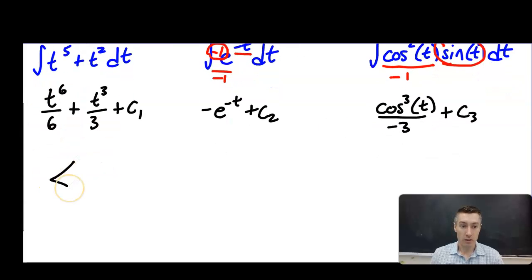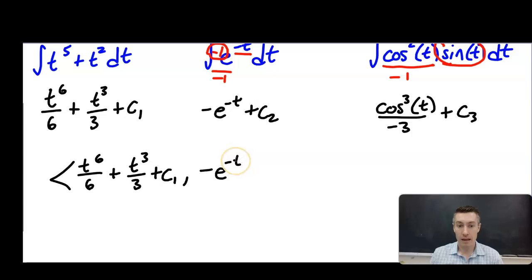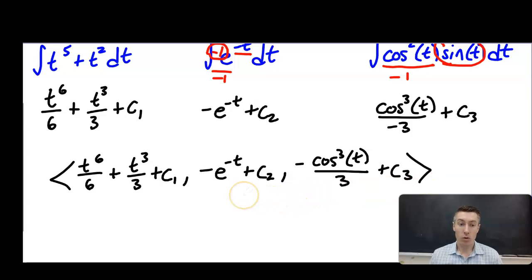So the antiderivative of that original vector function is t to the sixth over 6 plus t cubed over 3 plus c1, negative e to the negative t plus c2, and negative cosine cubed t over 3 plus c3. And again, we could write this as just t to the sixth over 6 plus t cubed over 3, comma, negative e to the negative t, comma, negative cos cubed t over 3, plus some c vector, which would be the constant vector that's made up of c1, c2, and c3.